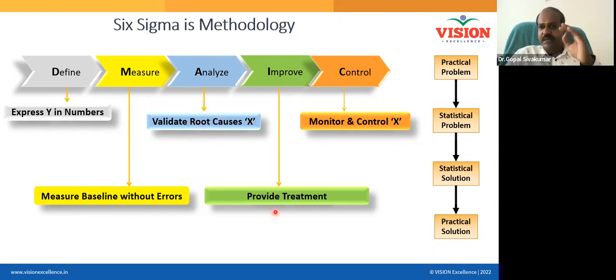Improve. Improve is optimizing the root causes. Optimize the root cause, your Y will automatically get optimized. And control, monitor and control the X. All the critical X, all the critical factors, you monitor them, control them on a daily basis. If I monitor and control the critical X factors on a daily basis, do you think the same problem will come again? No.